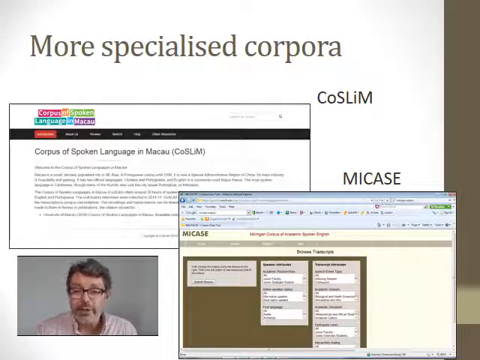COCA then is an ambitious, well-structured corpus aiming to represent standard American English today. Other, more specialised corpora are much more specific, like the corpus of spoken language in Macau, which is around 30 hours of oral history interviews in English, Portuguese and Cantonese, interviews conducted in that city. And the Michigan Corpus of Academic Spoken English, or MICASE, which is a collection of oral texts in different academic genres at Michigan University, lectures, seminars, advisory sessions, etc. Now these are both much more specialised corpora.